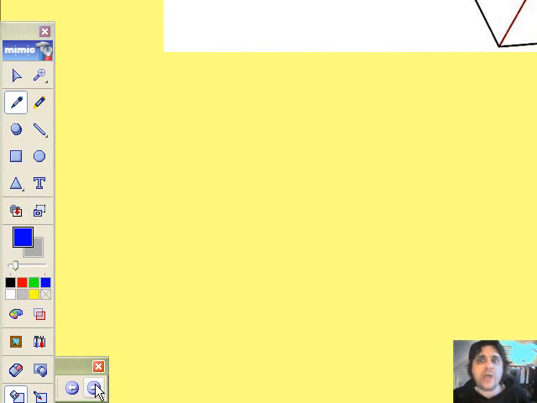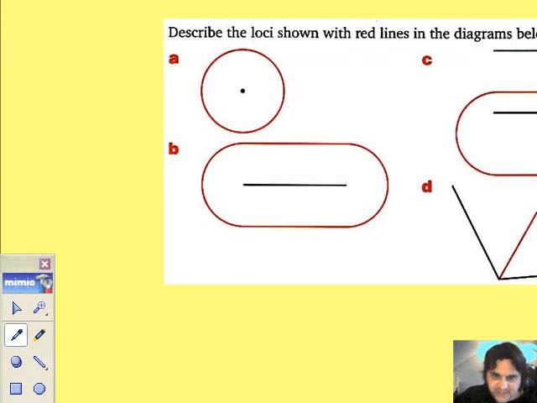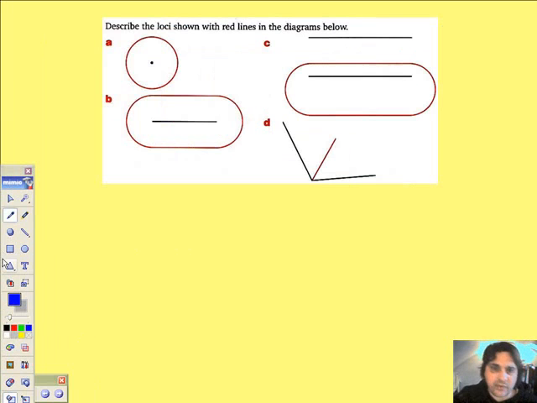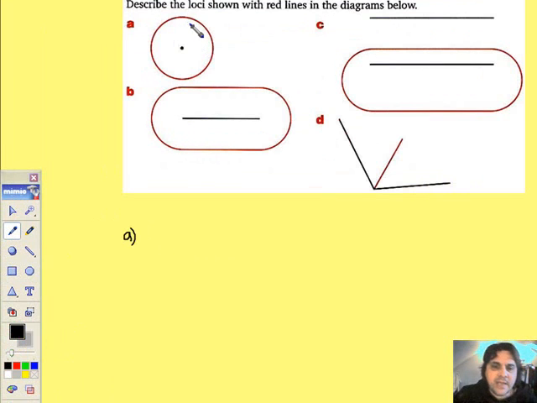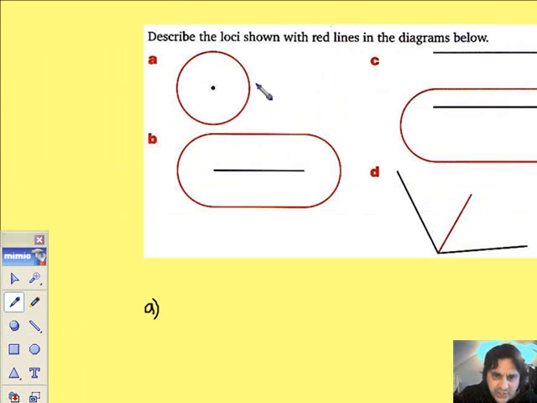Here I go, more traditional abstract loci. I've got to describe the loci shown with the red lines in each diagram. So let me describe what I see. So this is A first of all. What is that? It is a circular path around a fixed point. I can't quote a radius because I don't know what it is. But it's a circular path.